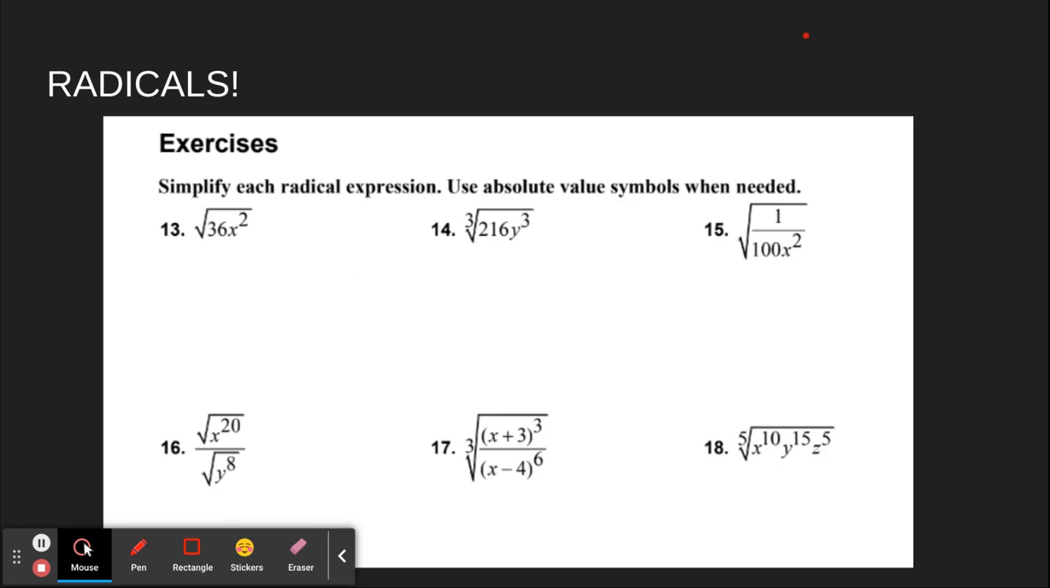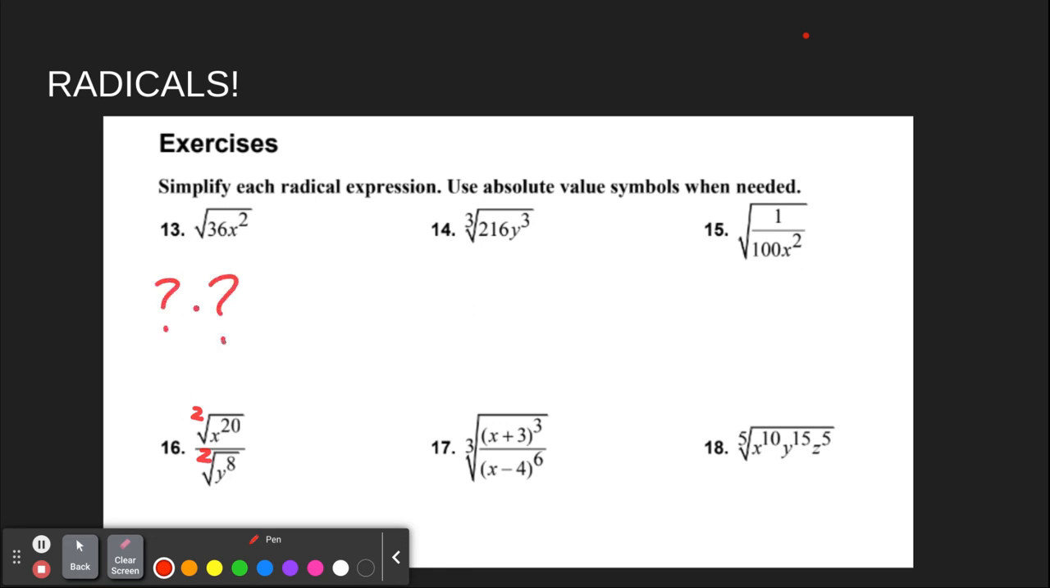These are harder now. Who's got one of these they want to see me do? Just pick one. Number 16. Thank you for picking number 16. The good news is it's a square root. The bad news is there are variables in there. Remember, when you have a square root, you have a 2 out there. What thing times itself is x to the 20th? What thing times the same thing gives you x to the 20th? Rachel? X to the 10th.